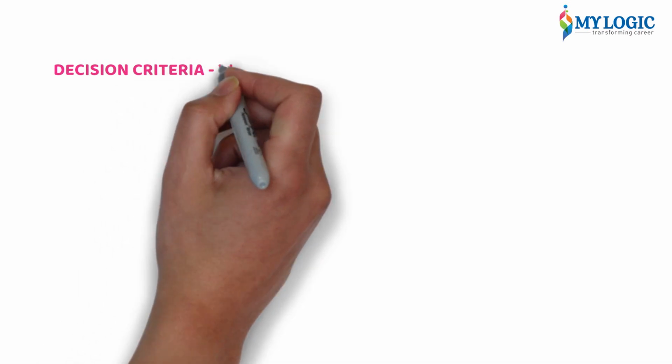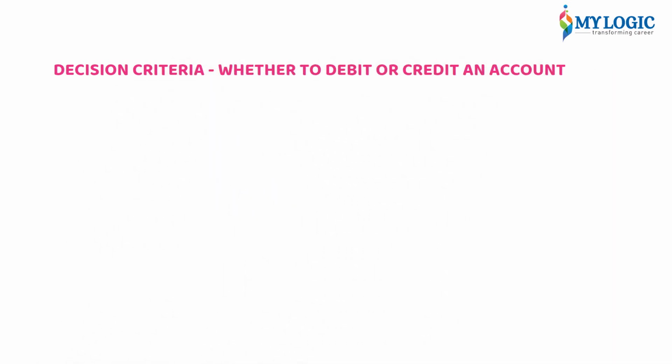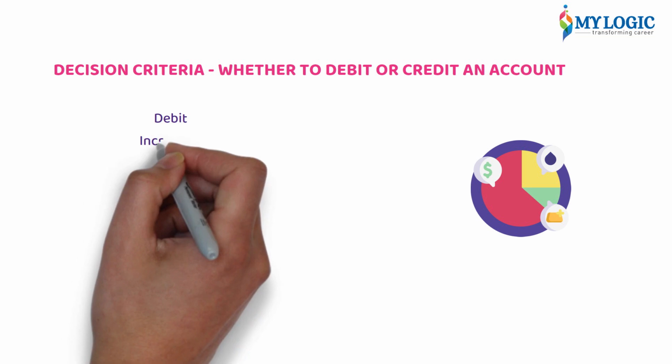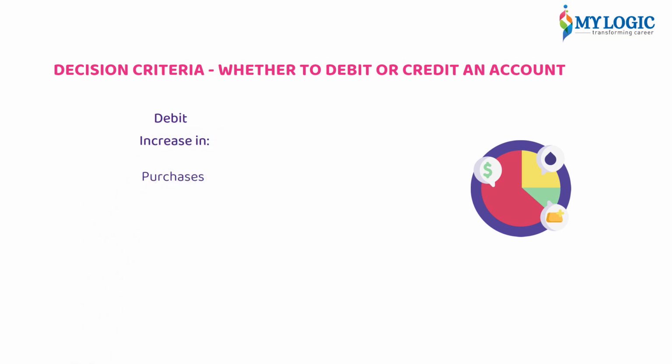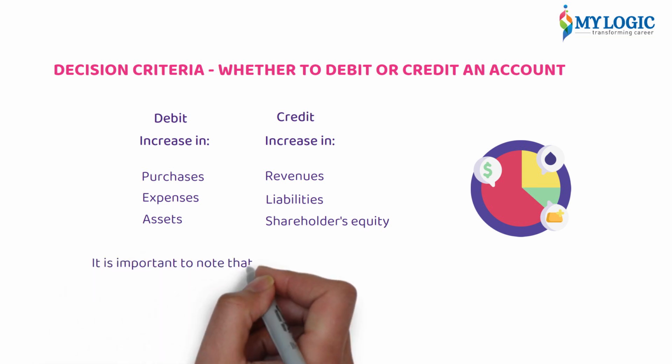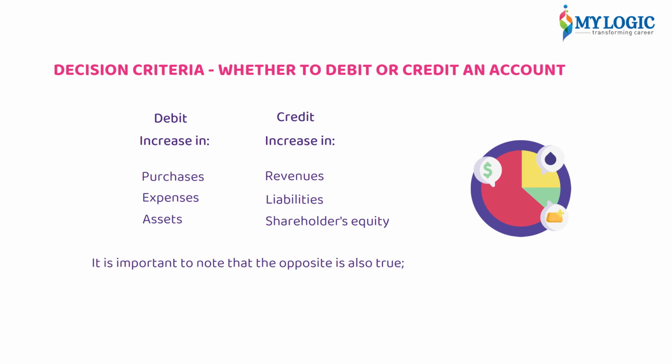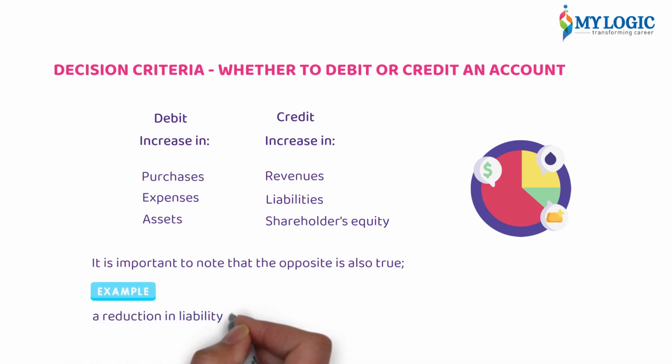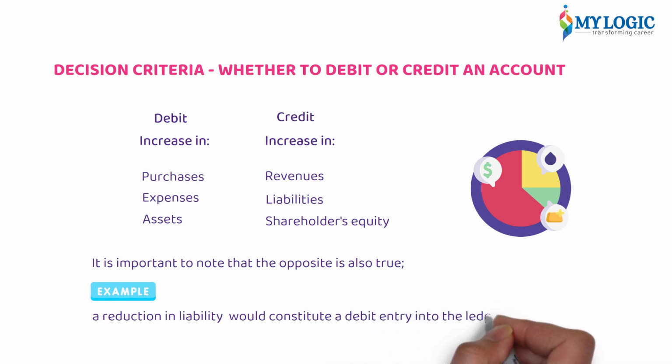Decision criteria: whether to debit or credit an account. Whether an entry is to the debit or credit side of an account depends on the type of account and the transaction. Debit: increase in purchases, expenses, assets. Credit: increase in revenues, liabilities, shareholders' equity. It is important to note that the opposite is also true. For example, a reduction in liability would constitute a debit entry into the ledgers.